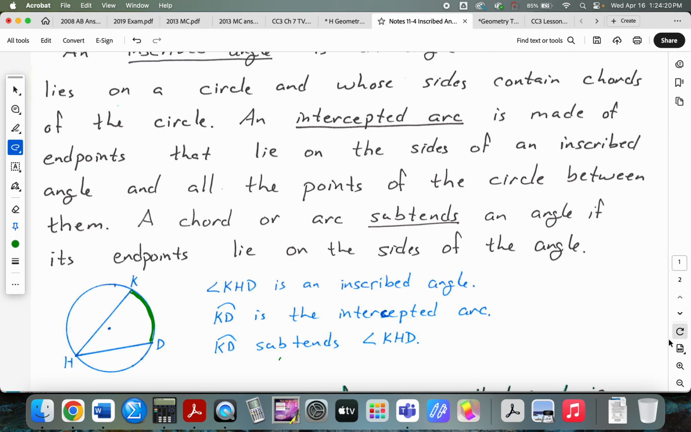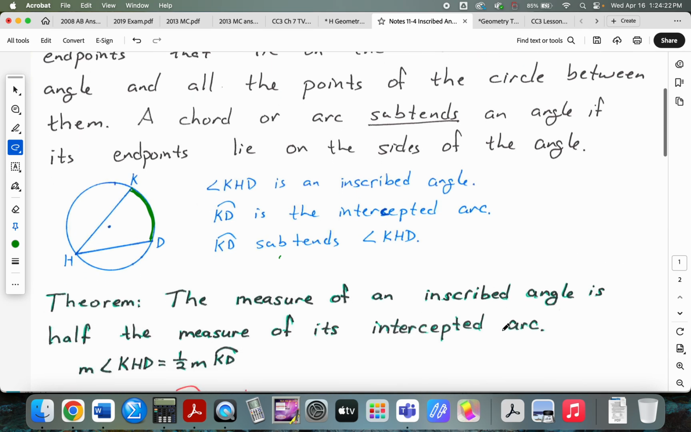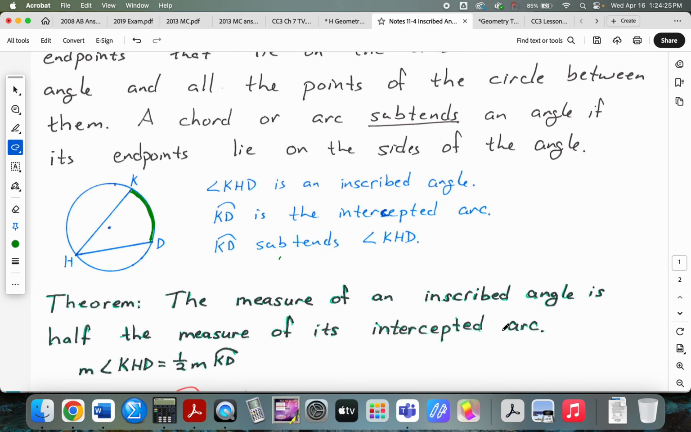Now, unlike the central angle, the measure of an inscribed angle is half the measure of its arc. The central angle is equal to the measure of its arc, but the inscribed angle is only half. I'm going to real quickly, don't worry about writing this down at all, but let me show you an illustration of why that has to be true.